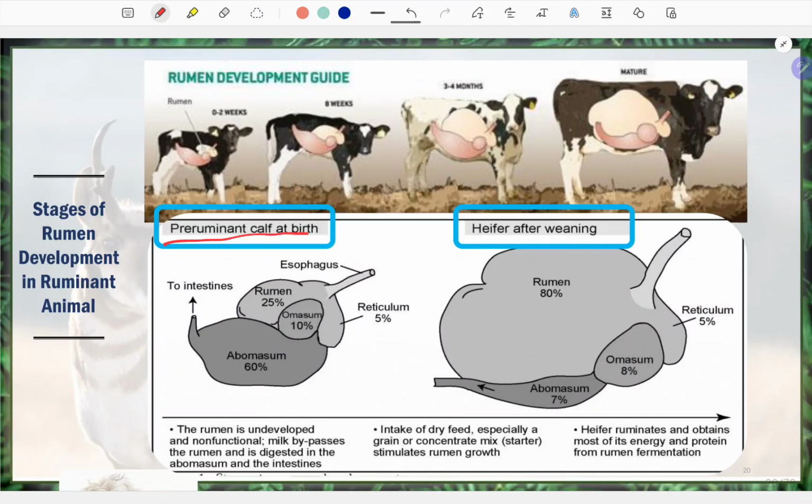This is the pre-ruminant, and this is the heifer after weaning. Okay, after weaning. Okay, you can see this one, and read this one.